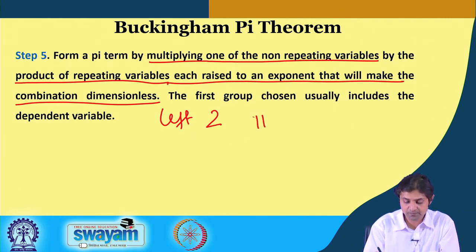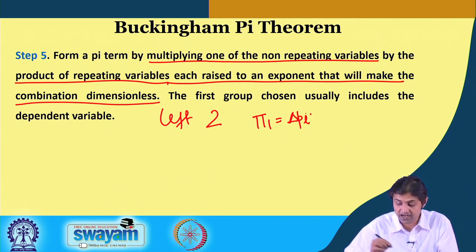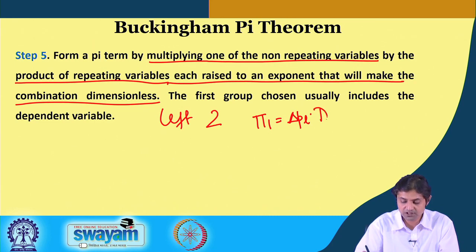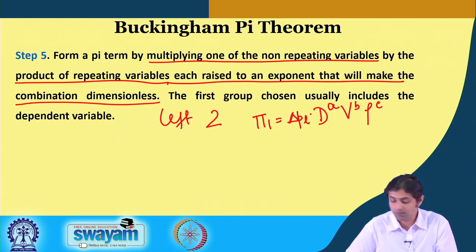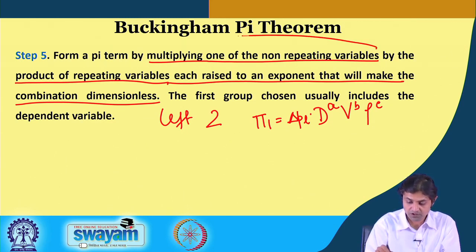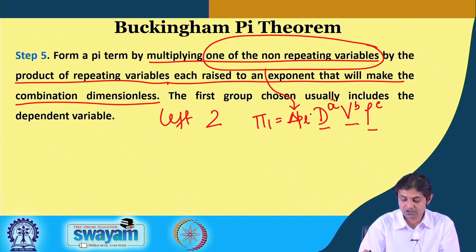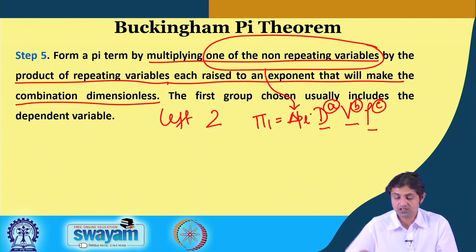We have delta PL left. So, the first pi term, pi 1, is going to be formed by multiplying one of the non-repeating variables. I am multiplying delta PL by the product of the repeating variables: d to the power a, v to the power b and rho to the power c. We will see exactly how I have done it in this slide. The main message is multiplying one of the non-repeating variables, which is the pressure drop per unit length, by the product of repeating variables, each raised to an exponent a, b, c, which are still unknown.